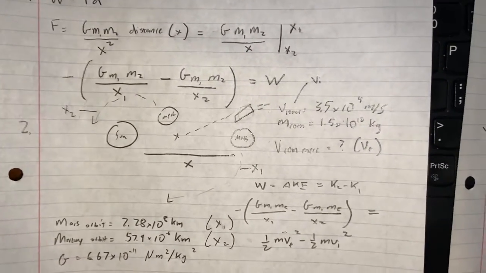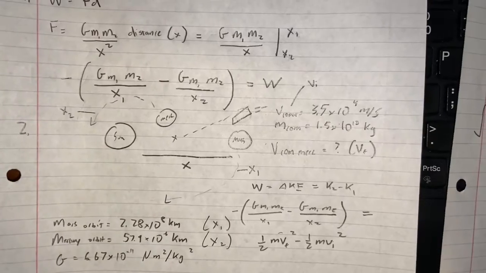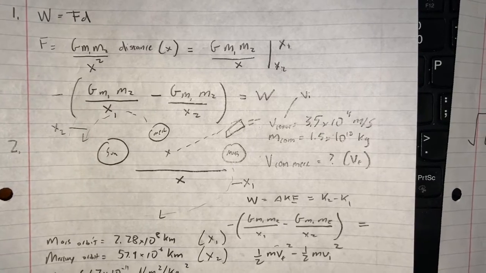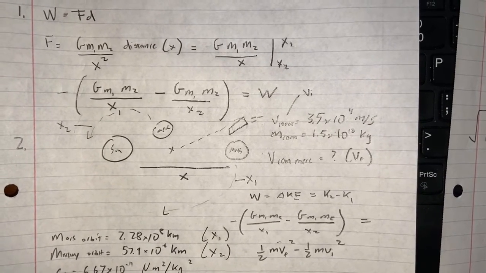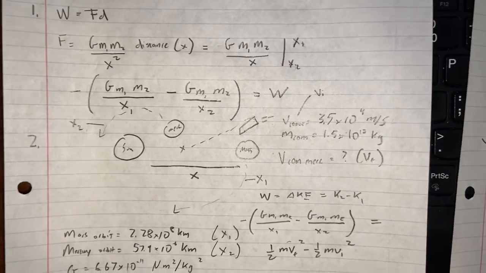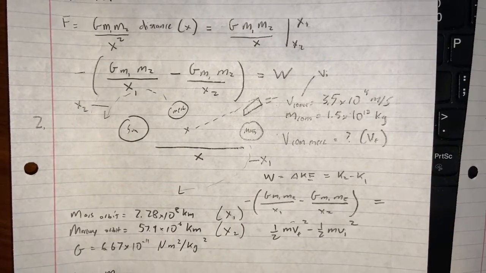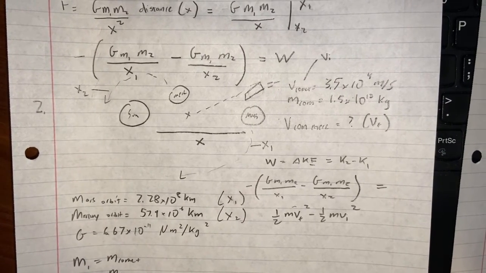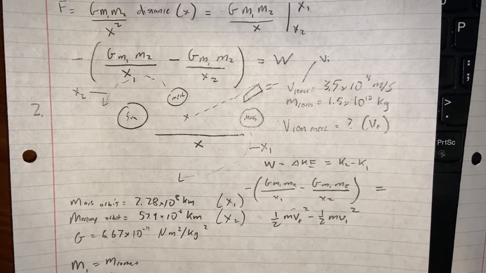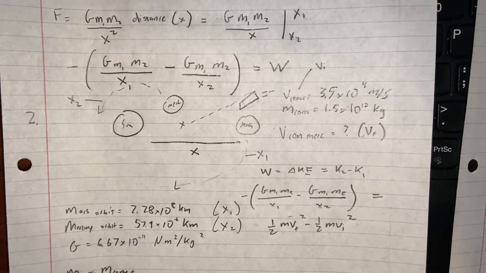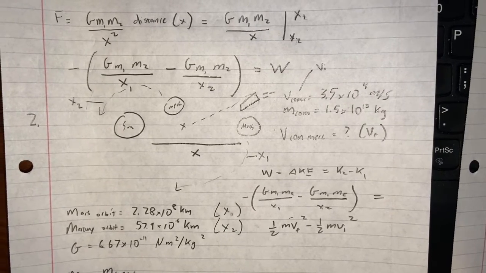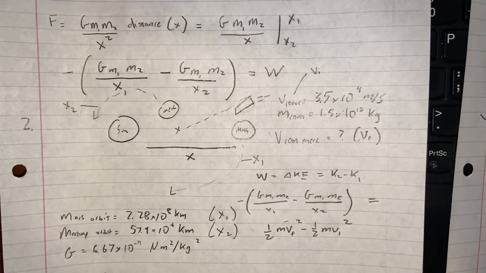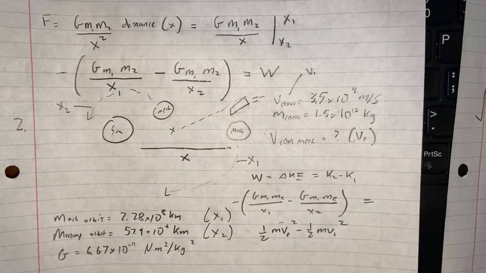So we can see in this diagram that a comet is passing by Mars at an initial velocity of 3.5 times 10 to the 4th meters per second. And we're also given the mass of the comet, which is 1.5 times 10 to the 13th kilograms. We also have to find, just from the book, the orbit of Mars, the distance of that, which is 2.28 times 10 to the 8th kilometers, and the orbit of Mercury, which is 57.9 times 10 to the 6 kilometers, and the gravitational constant, which is 6.67 times 10 to the negative 11th newton meters squared over kilograms squared.